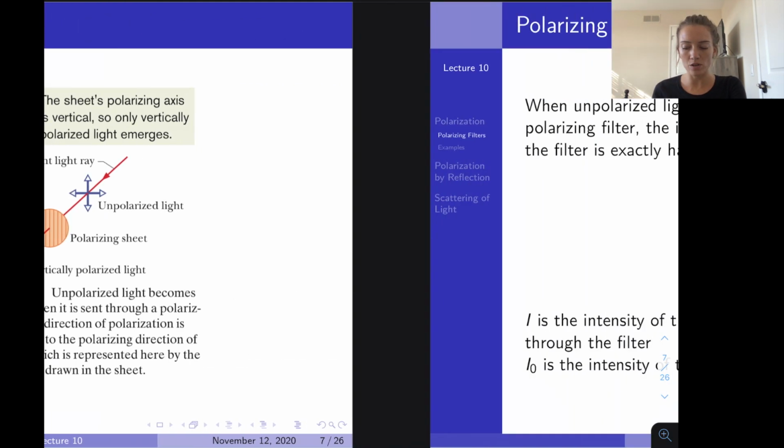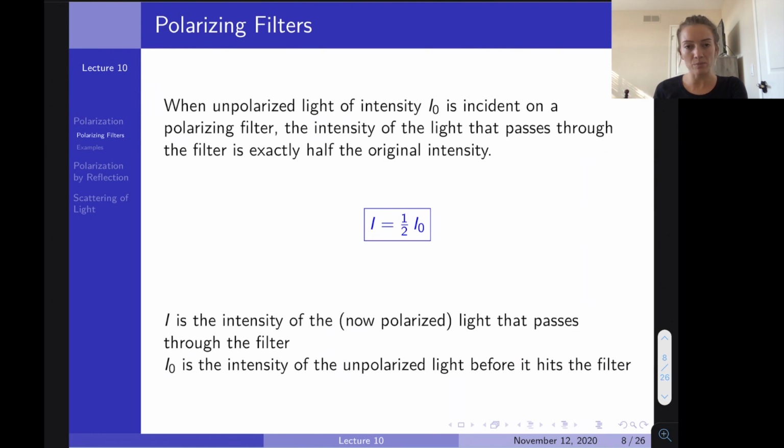Now typically you want to know the intensity. When we have polarizing filters, we want to know the intensity of the light beforehand and afterwards that gets through this polarizing filter. So when we have unpolarized light, which we're denoting by I naught, so our unpolarized light with intensity I naught, the light that emerges from the filter will be exactly half as intense as the light going in.